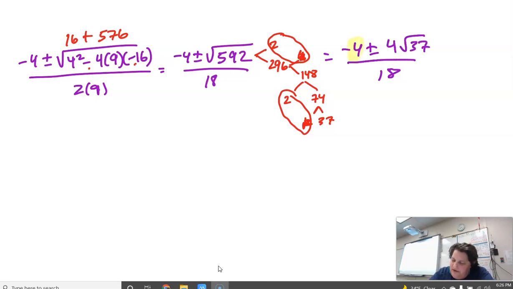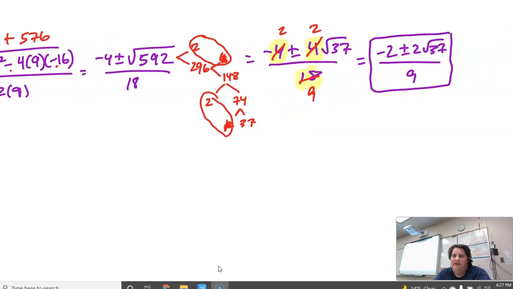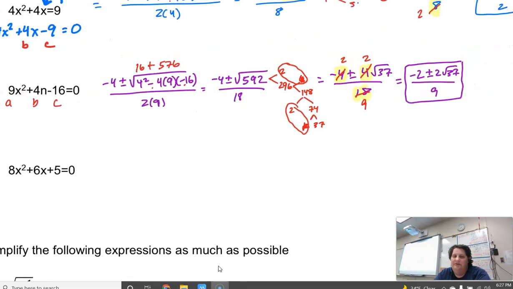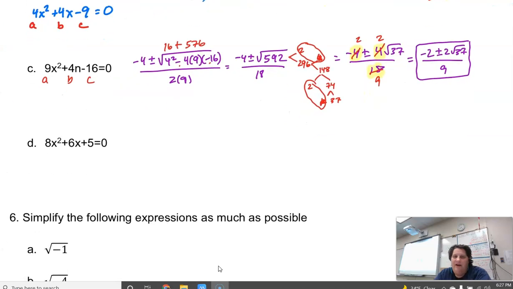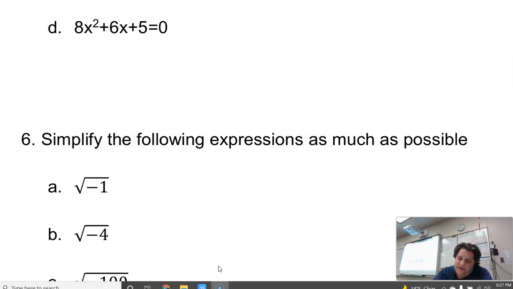I check if I can reduce. All right. And I can reduce all of those. Okay. So that's my final answer. Negative 2 plus or minus 2 root 37 over 9. All right, and let's check out our last quadratic problem here.